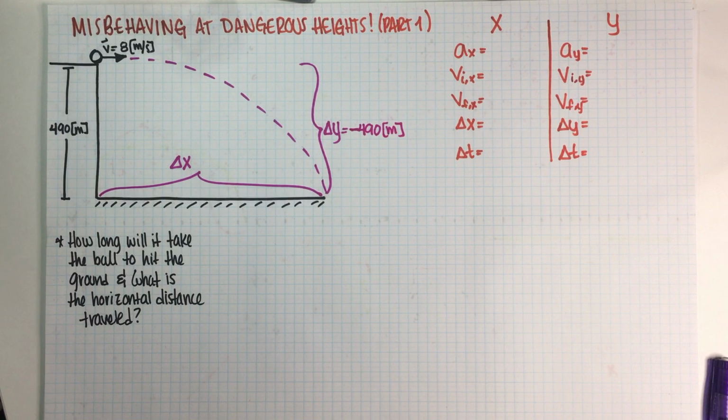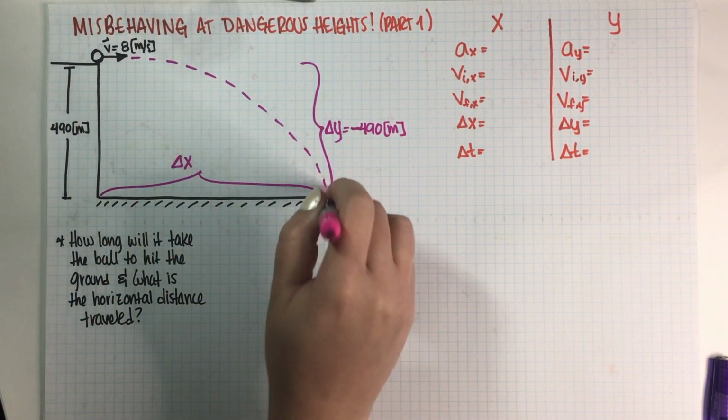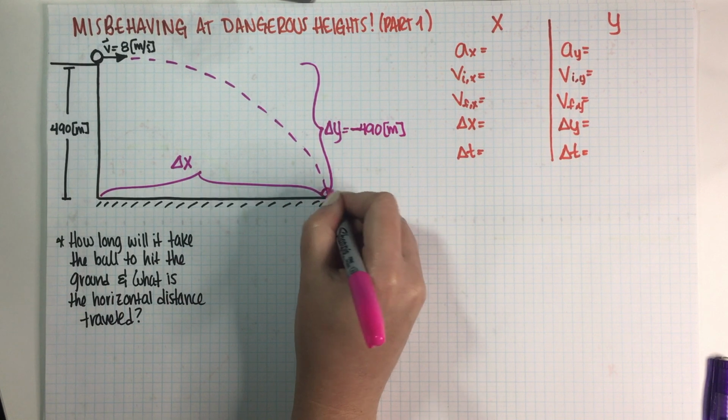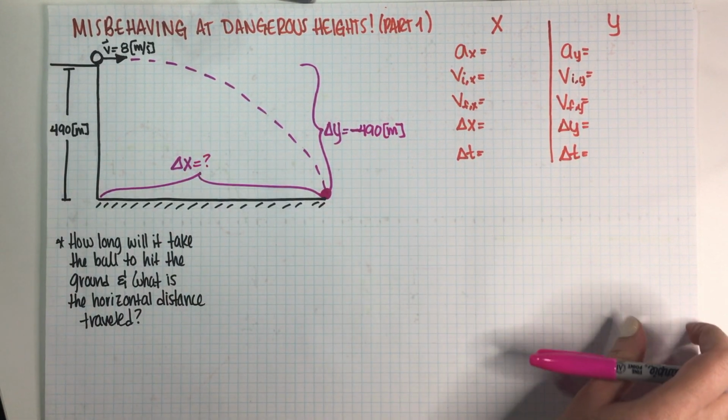Negative. Okay, so the two things that we have to figure out is, first of all, how long will it take the ball to hit the ground? So what is the time from here to here? And then second of all, what is the horizontal distance traveled? So what is this number?